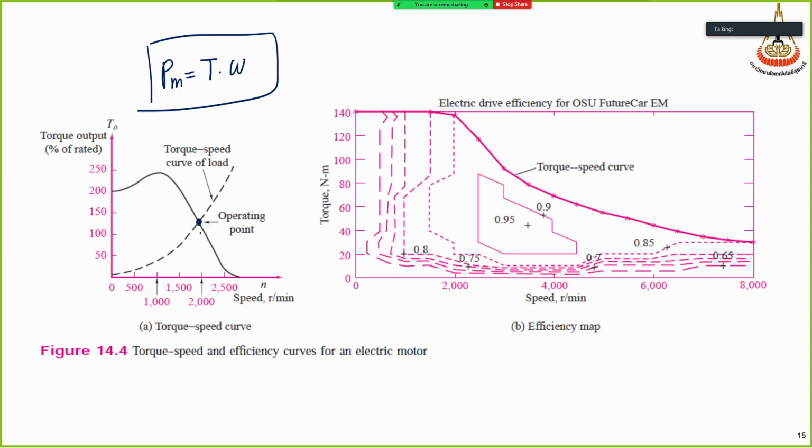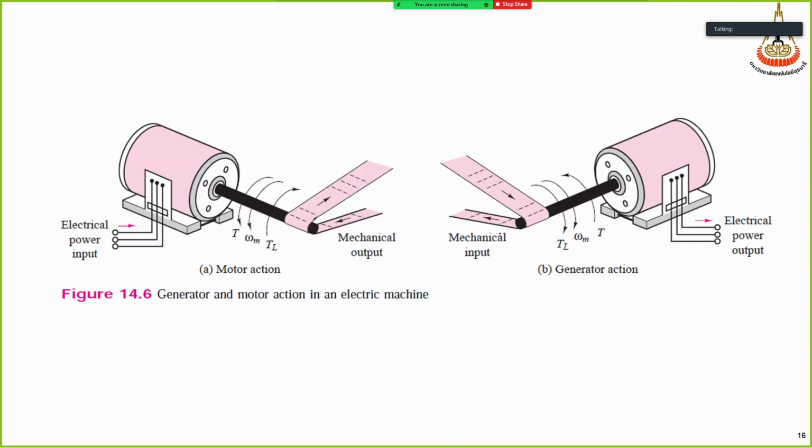Okay. And from this relation of speed and torque, we can know the efficiency of the machine. If you use this machine at its design value, you will get a higher efficiency, if you use it in this area, in this part.